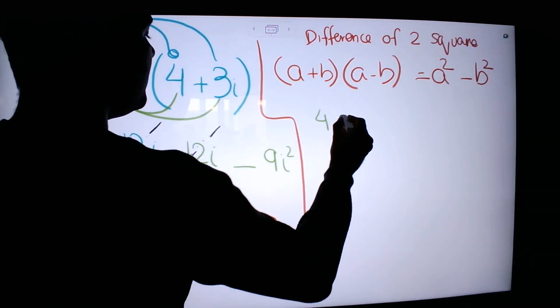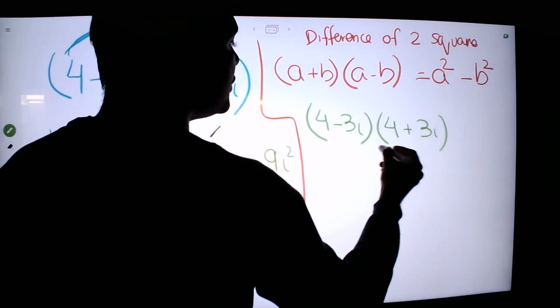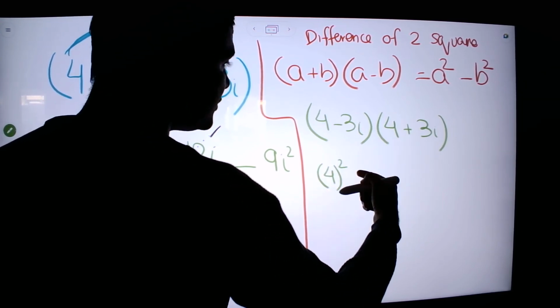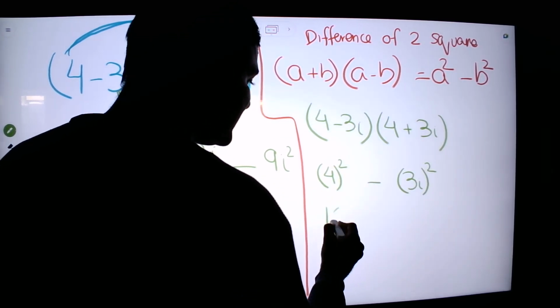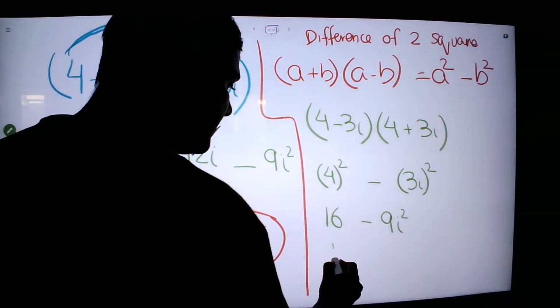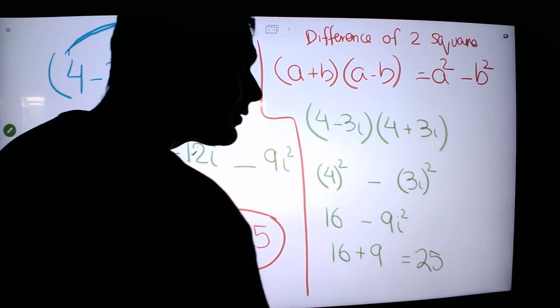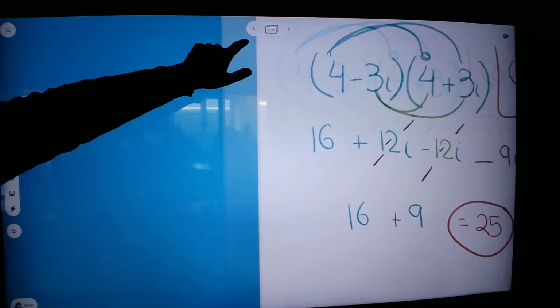I got 4 minus 3i multiplied by 4 plus 3i. So they're exactly the same. So square the 4. Minus, always minus, no matter whatever the sign is. Square that thing. So that becomes a 16, and that becomes a 9i squared. And you know, if you get rid of the i squared, you have to change the sign. That is the quickest method to do the difference of two squares. Okay, now let's go back and let's finish the question.